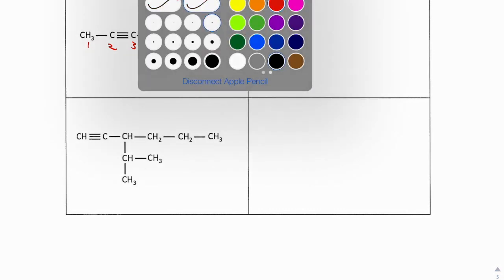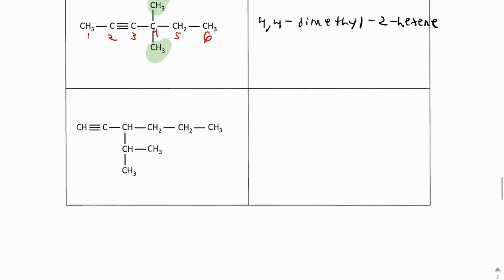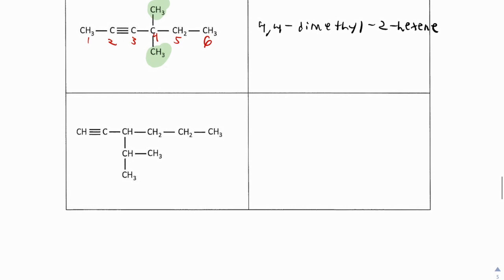Methyl. Let me just write the name for this. Dimethyl, because there are 2 methyls on the same carbon. And yes, you have to show it. You can't just write 4-dimethyl. You have to show 4,4-dimethyl-2-hexene. Perfect. Hopefully you guys got that.